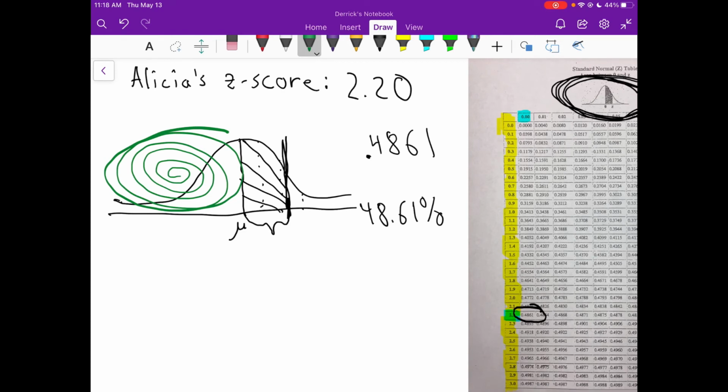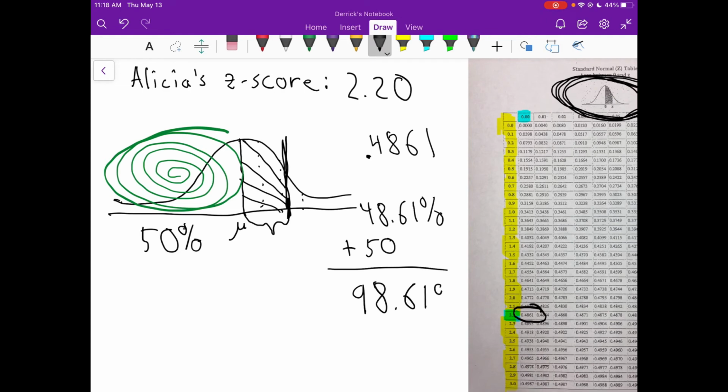In a normal distribution, the mean splits our data perfectly in half. So, if there's an entire left half unaccounted for, that would be 50% of our data. So if we want to know what percent of tests Alicia scored better than, it's not just the 48.61%, it's adding 50 to that, meaning she scored in the 98.61 percentile of ACT test takers in this scenario.